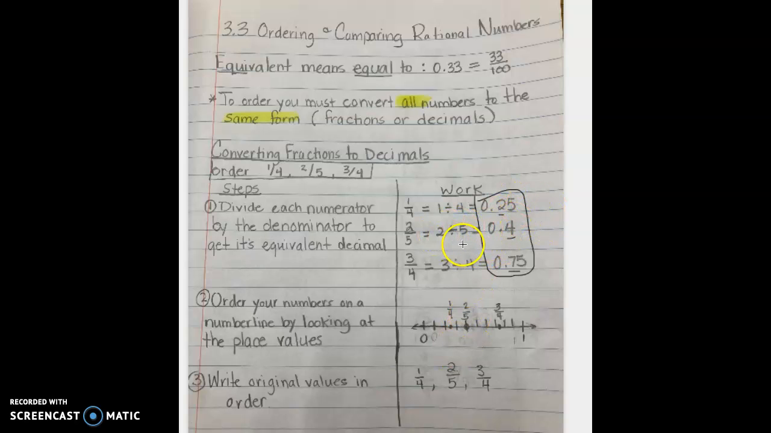Then we're going to look at 2/5 or 0.4. 1, 2, 3, 4. We're going to put that right on the line and label it. And then 3/4 is 0.75. So 1, 2, 3, 4, 5, 6, 7, and in between your 7 and 8 is where you're going to put that 3/4. Now we are going to write the original fractions that we were given, and place them in order properly according to the way they are on the number line.